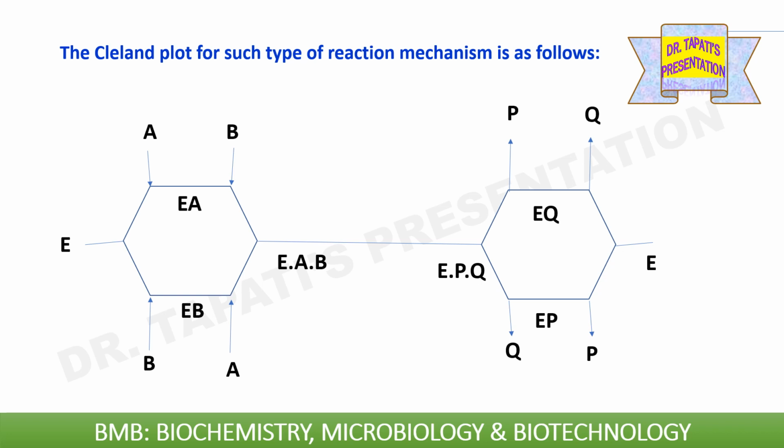We can represent random sequential reactions in the Cleland plot. This is the Cleland plot for random sequential reaction mechanism. You can see clearly that there are two available sites for substrates, either A or B, and after that either P is released first or Q. These P and Q are two products, so there will be no order in the binding of substrates or releasing of products.